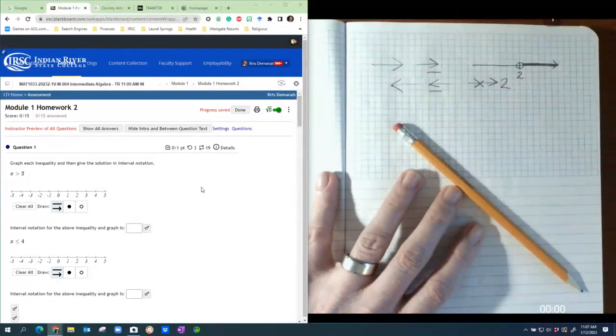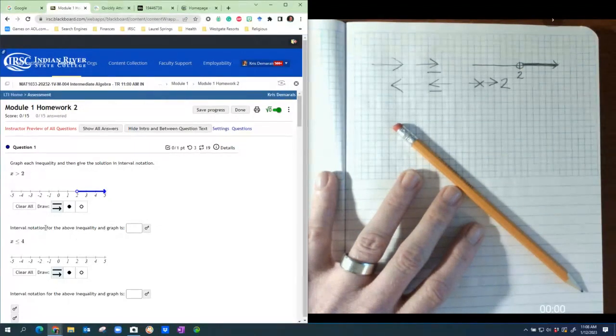So I'm going to do that electronically. I'm going to put that here. All right, hopefully it's, let me clear that. Doesn't look like it's exactly on the 2. There we go. And then I'm going to put an arrow going this direction. And that's how we do that.